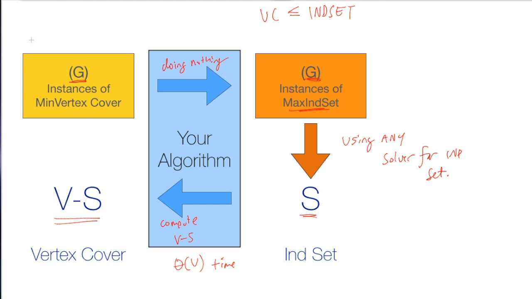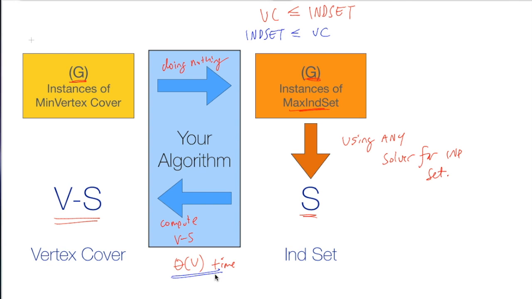So this in particular shows that VC is as hard as independent set. Now you can just run this entire argument with sides flipped, and that would show that independent set is as hard as vertex cover as well. So these two problems are literally equivalent. They're equivalent up to O of V time.